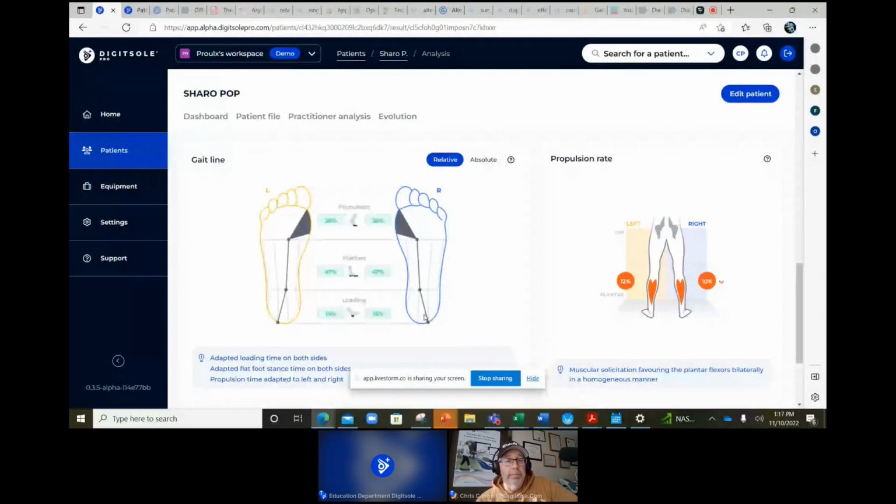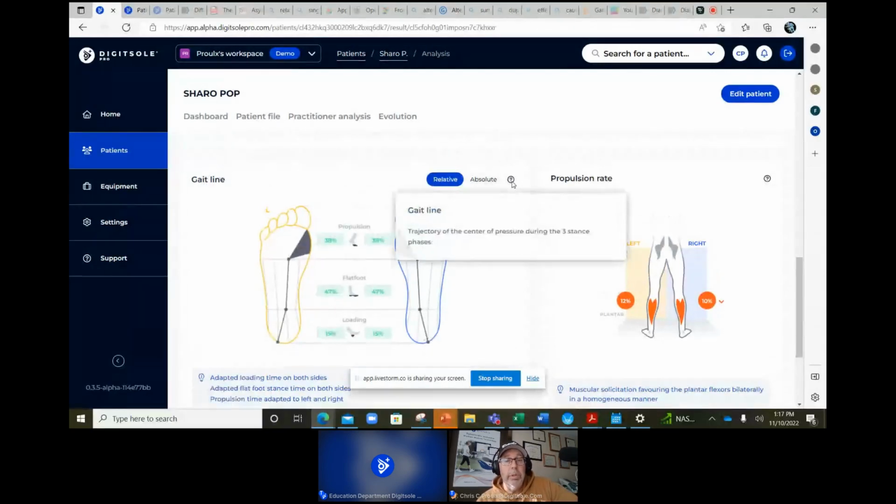So the gait line, if you put your cursor over the question mark, that's the trajectory and center of mass throughout the stance phase, right? So that's how she's applying pressure to her feet as she's moving from heel strike and going to the toe off, or the beginning of the swing phase or propulsion. So we see that she's a little bit on the inside. Now that may relate to being a little bit more pronated, but we'll have to see that in a moment, and whether or not that is something of an issue.